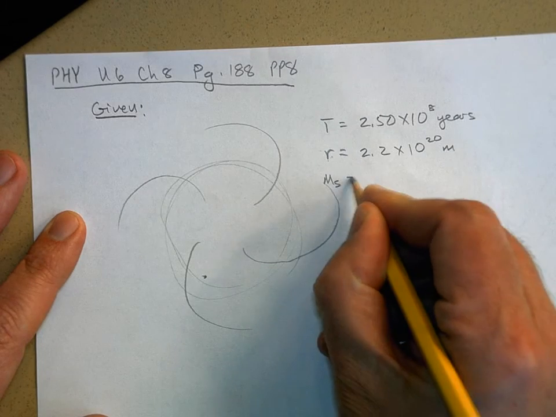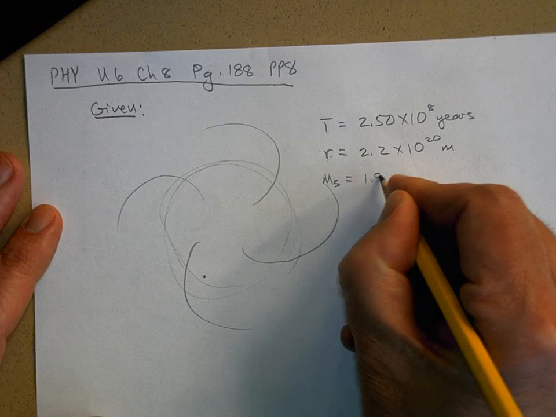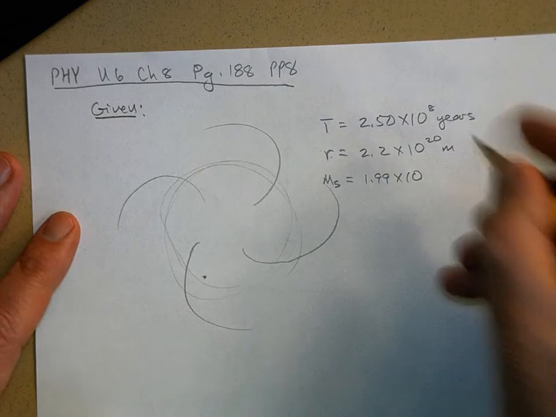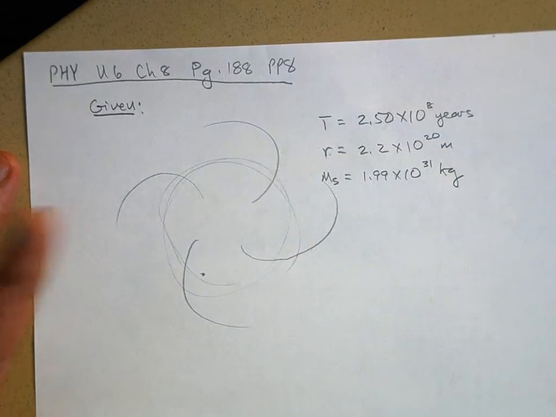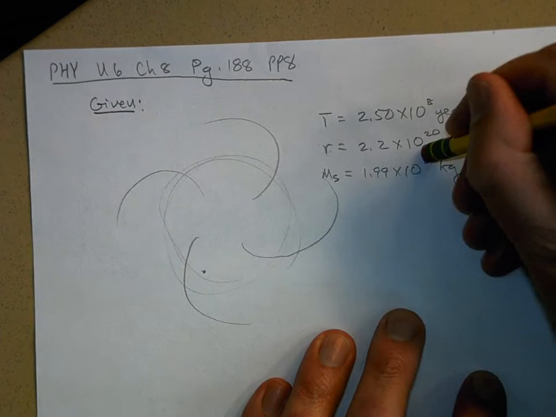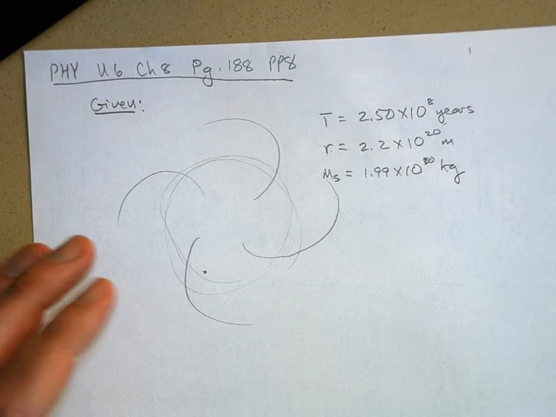I'll put m sub s is, what was it, 1.99 times 10 to the 31, I think? Is that right? 10 to the 31 kilograms? Oh, now you're going to make me look it up. I think on page 178, there is a 1.99 times 10 to the 30. 1.99 times 10 to the 30, not 31. You have to know that, right? Because you want to know how many suns are in the whole galaxy.